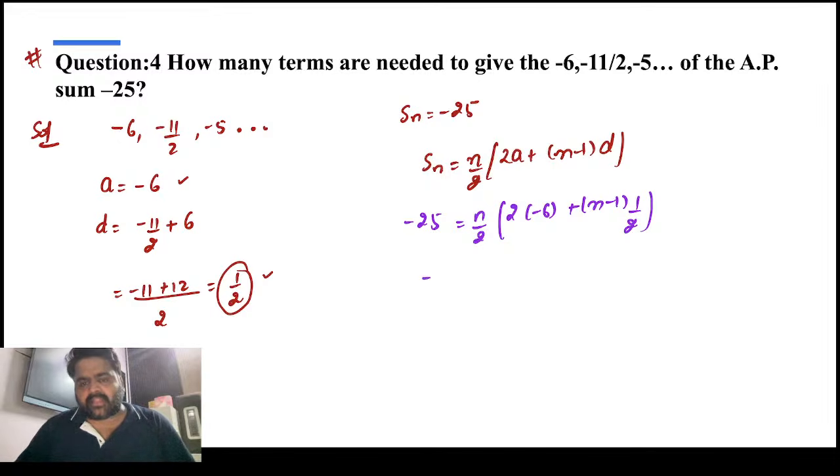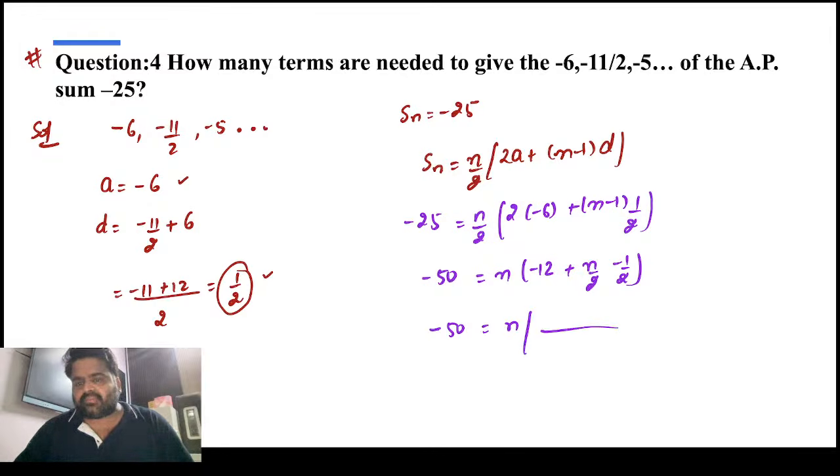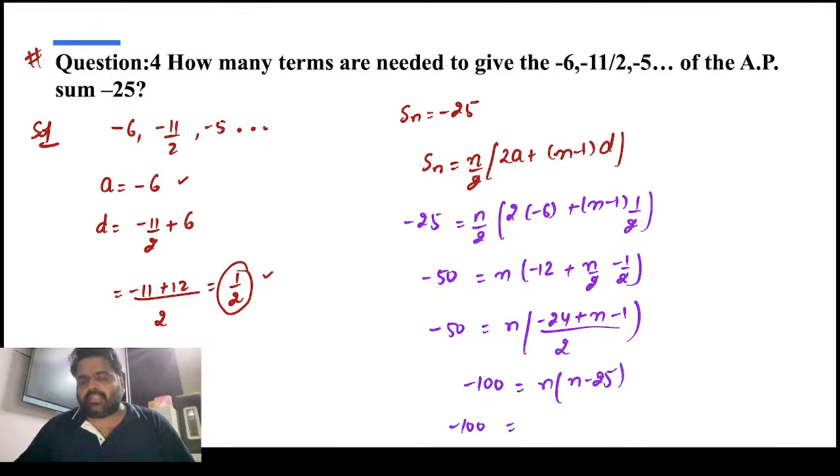When you cross multiply, the result is minus 50 equals n into minus 12 plus n by 2 minus 1 by 2. Now try to solve this by taking the LCM. When you take the LCM, the result you get is minus 24 plus n minus 1. Cross multiply the term: minus 100 is equal to n into n minus 25. This should be equal to n square minus 25n.